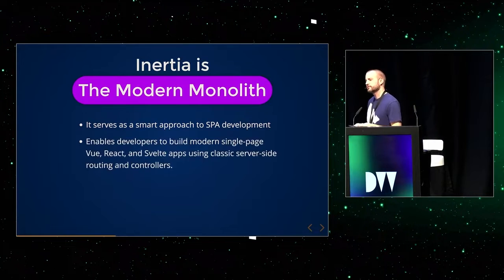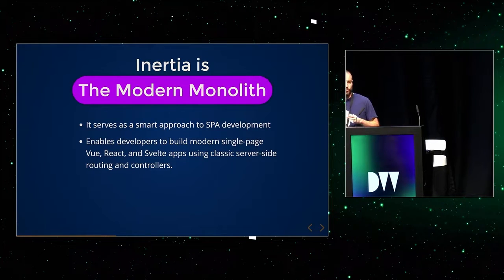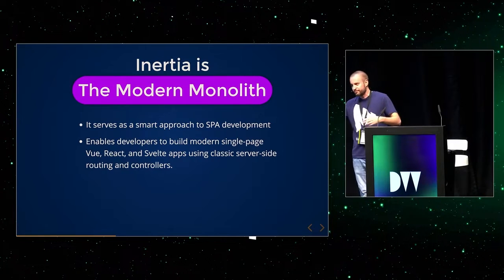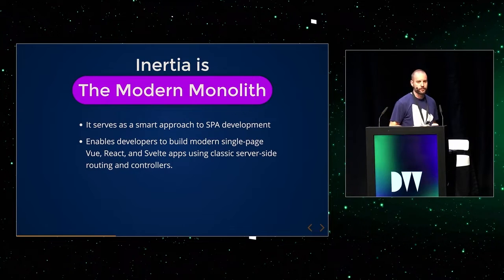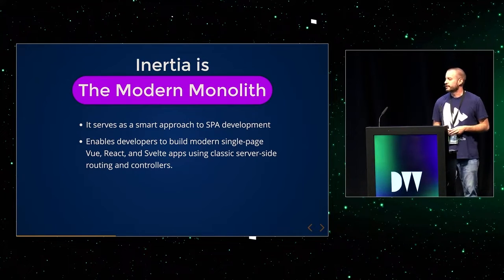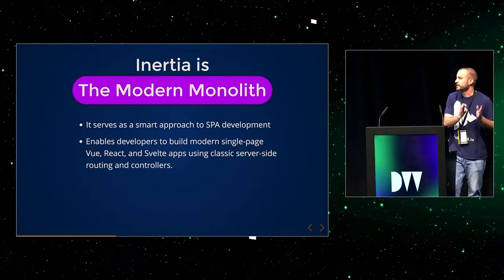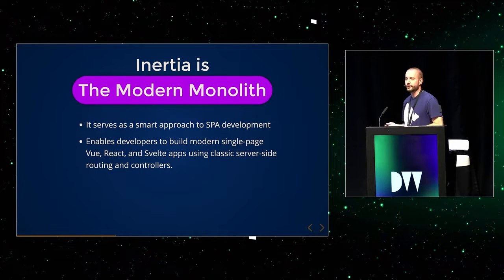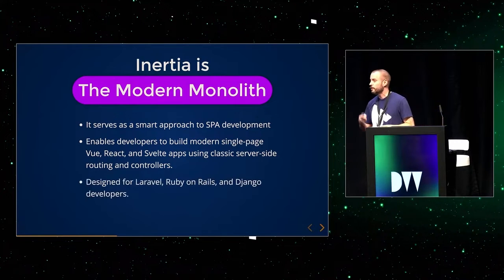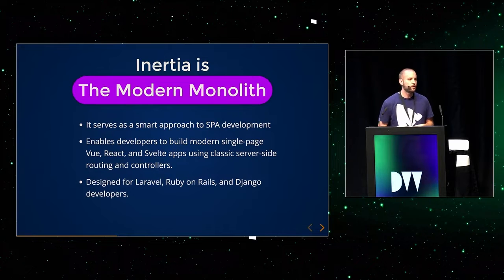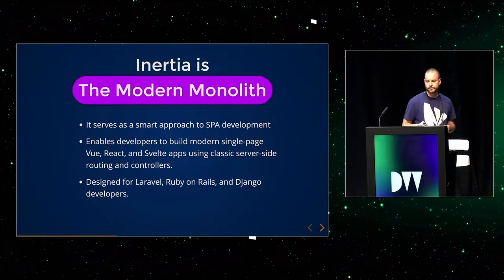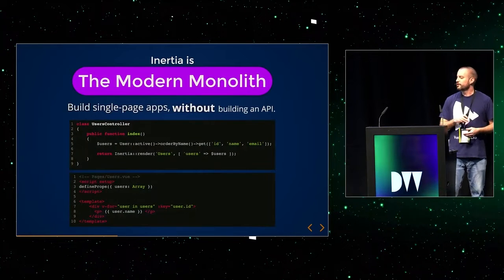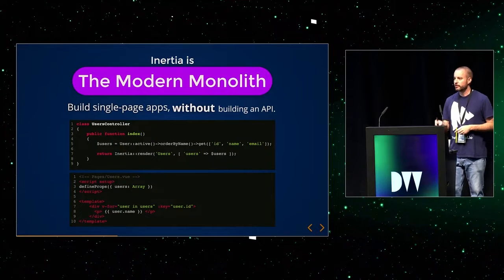It enables developers to build single-page applications with the front-end framework of their choice, whether that be Vue, React, Svelte, whatever. I would suggest Vue. That's just my personal preference. But whatever front-end framework you desire, you can use that and still use the classic server-side routing and controllers that you're used to in your back-end applications, whether that be Laravel, Ruby on Rails, Django, whatever your flavor of choice is. Okay, so the modern monolith is about building single-page apps without building a REST API.